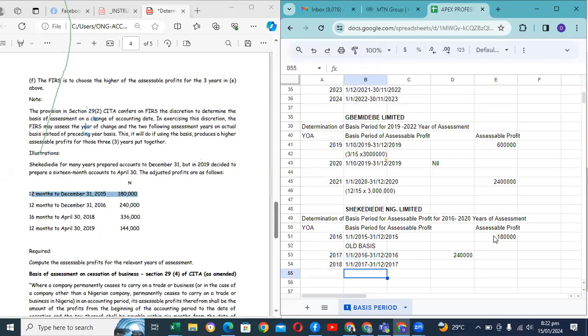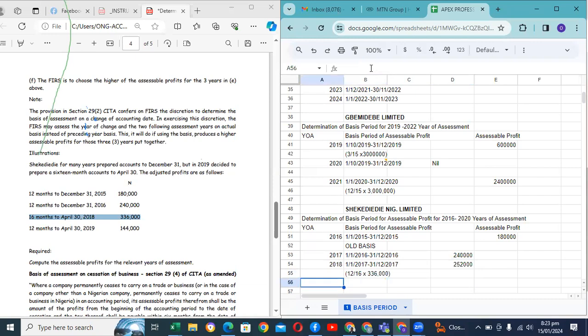And this time around, here I have a 16 months profit. The assumption is that this 16 months profit is from January 1, 2017 to April 30, 2018. So I have to bring out the 12 months portion of the 16 months. So I'll do 12 over 16 times 336,000. Is that clear? Yes, sir. So we have 12 over 16 times 336,000, which is 252,000.